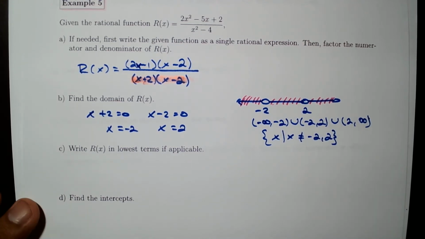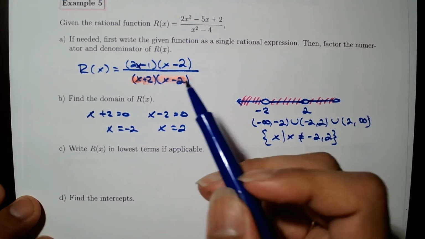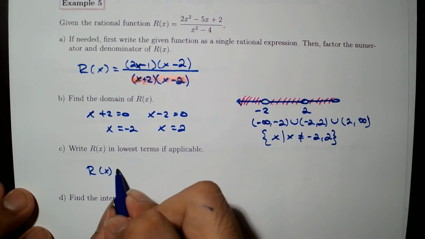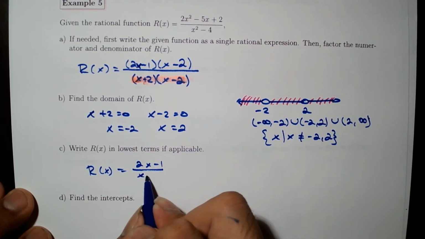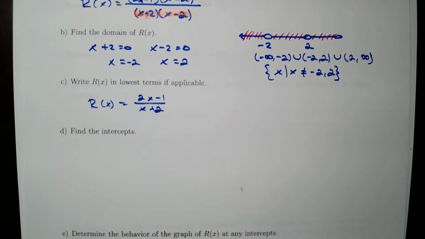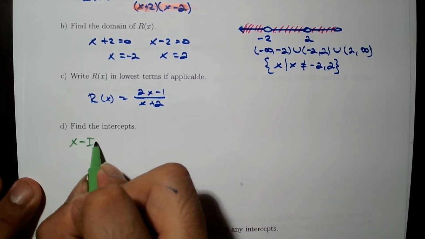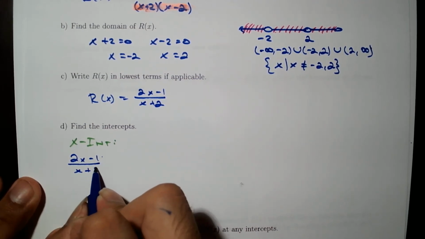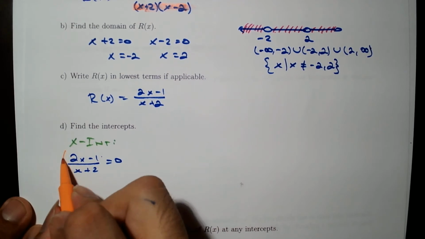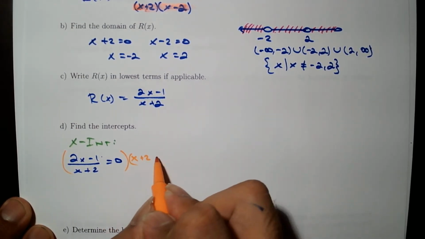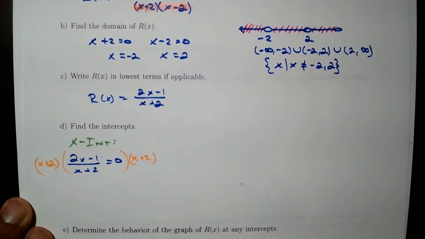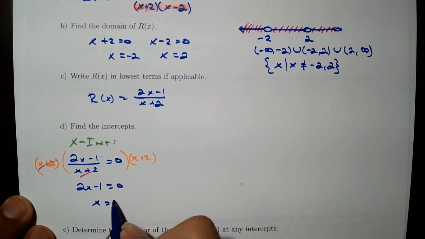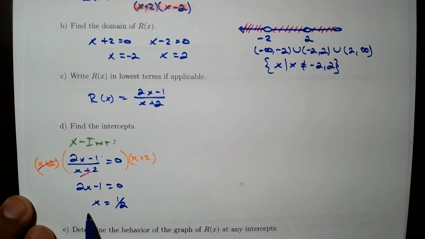Write r of x in lowest terms if applicable. That's what we do now. Divide out this common factor, so we get 2x minus 1 over x plus 2. Find the intercepts. So again, to find the x-intercept, set the function equal to 0 and solve for x. So multiply both sides by x plus 2. Cancel the x plus 2; 0 times x plus 2 is still 0, and then 2x minus 1. Solving this equation for x, we get x equals 1/2.